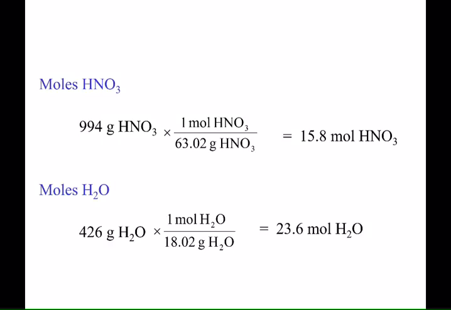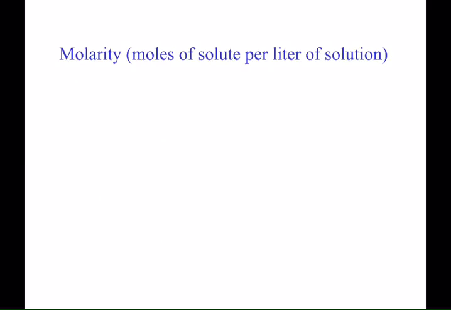So that leaves us with 15.8 moles of HNO3 in this scenario. For moles of H2O, we take that 426 grams of H2O times the flipped version of the molar mass of H2O, 1 mole of H2O over 18.02 grams of H2O, and get a whopping 23.6 moles of H2O. Now I think we're close to knocking out all of our things over there. Those are kind of our pieces. You wouldn't have to do it in this order.